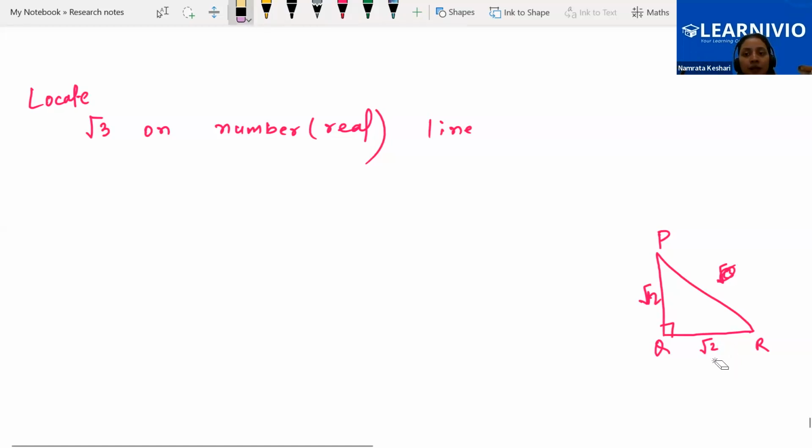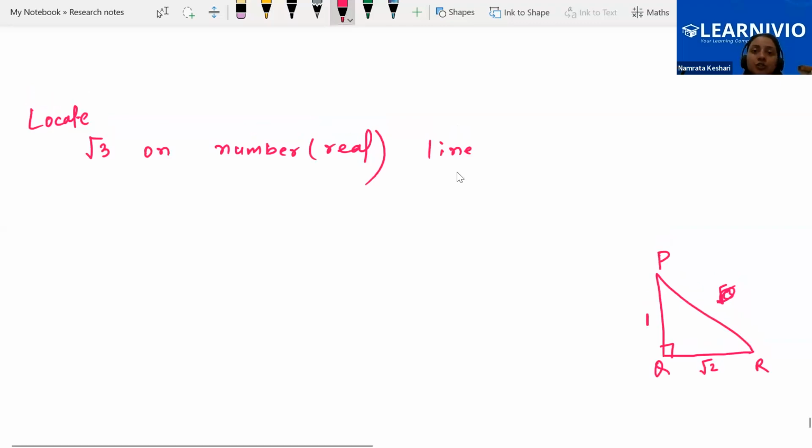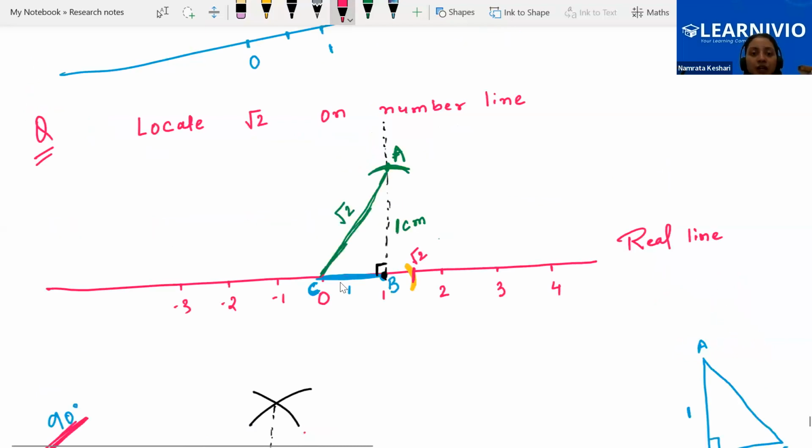Yes, ma'am. Okay. So one of the sides, between base and height, you have to take as root 2. Another side you have to take as 1 unit, and then automatically your hypotenuse will come out as root 3 units. Now how will we get root 2? So this root 2 which you have over here, you can use that.